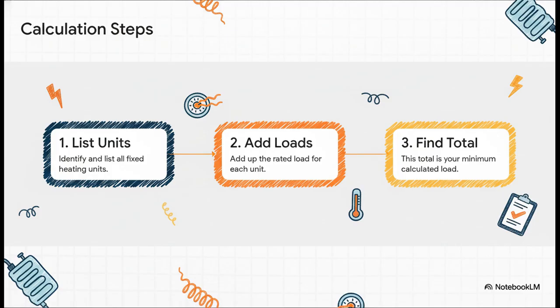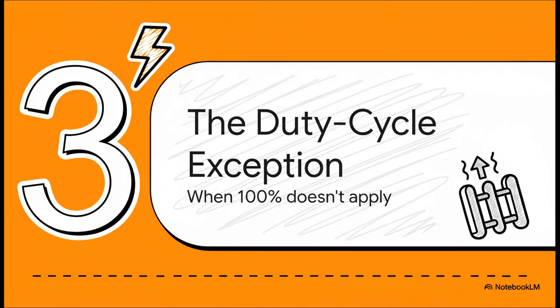Well, it's not always the full story. And this is where things get really interesting. See, the folks who write the code, they're smart. They knew that planning for that 100% worst-case scenario isn't always realistic. So they built in an exception. It's a way to use a more sensible calculation that can save you money on materials if, and trust me, it's a very big if, you meet the right criteria.